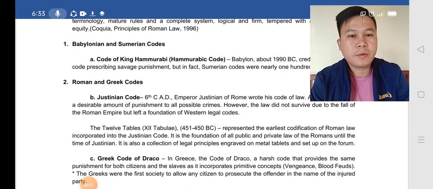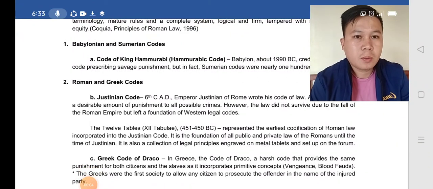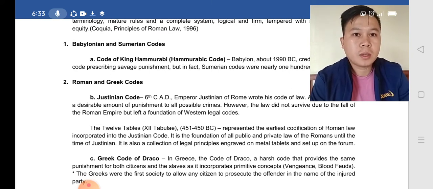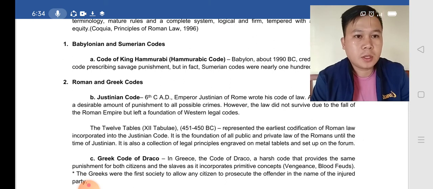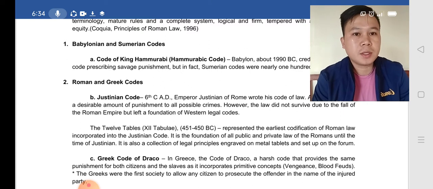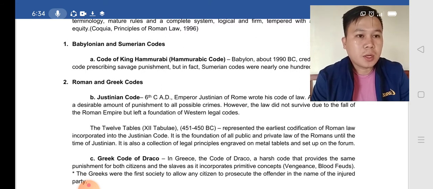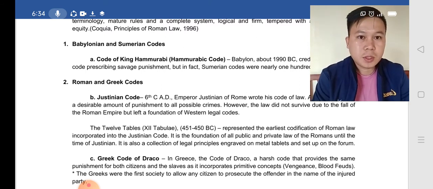Good morning everyone. The next part of our discussion is all about Roman and Greek codes, which is letter C, the Greek code of Draco. This Greek code of Draco evolved in Greece, and it is a harsh code that provides the same punishment for both citizens and the slaves as it incorporates primitive concepts. Example is the vengeance, blood feuds.